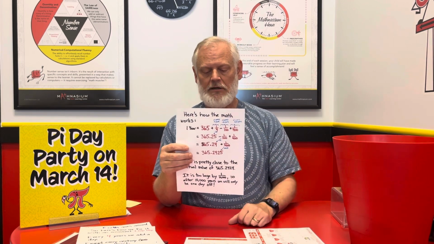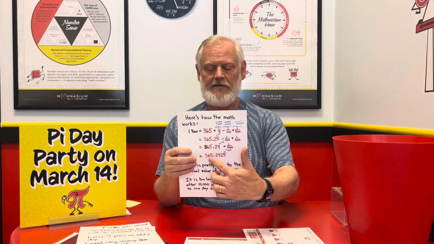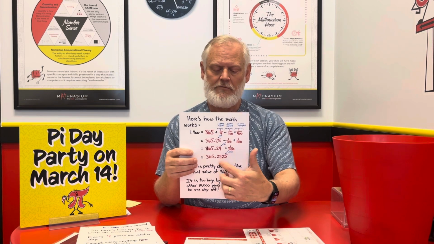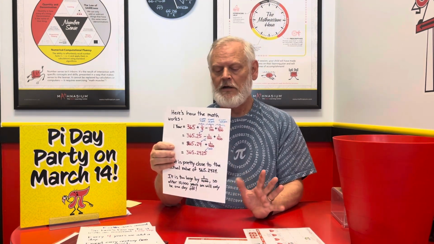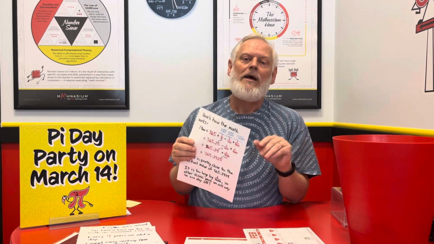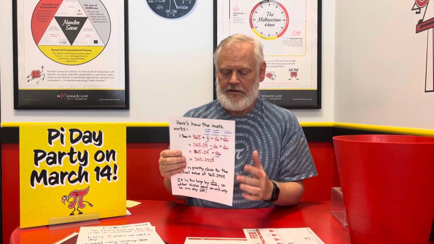So we pretty much build our actual value of a year as 365.2425. And that's really close to the actual rounded off value of 365.2422. It's good enough for 10,000 years. If we just follow these rules, we'll be good. We'll slip 1 day in 10,000 years if we follow these rules. So that's pretty good. And that's how it works.